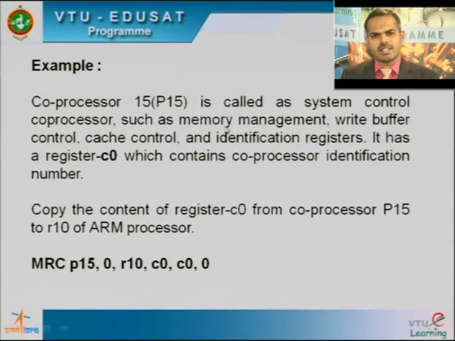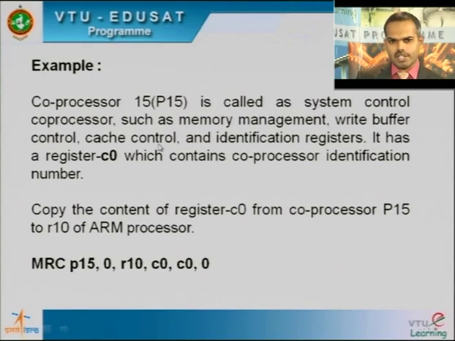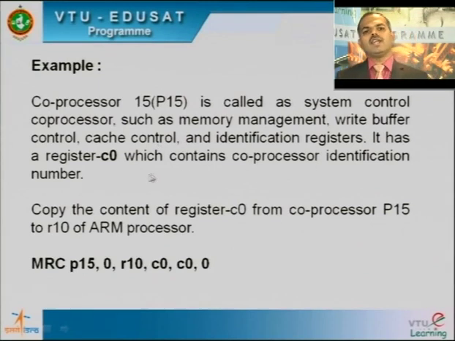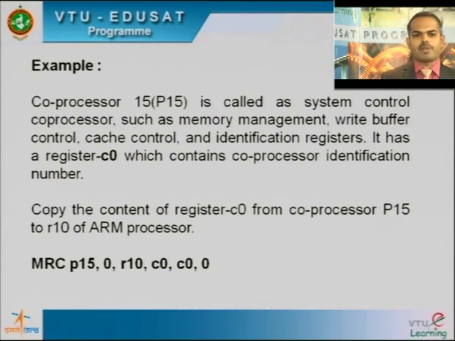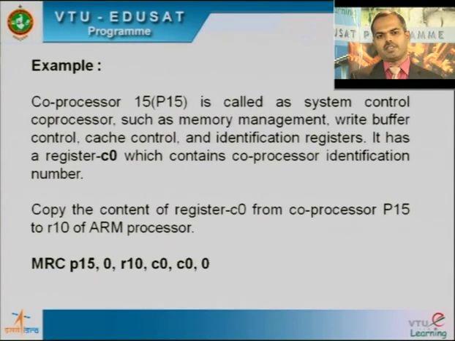System control means, in particular, memory management. In memory management, it manages write operations to the buffer, and it also controls the cache memory. It has some identification registers. In that, register C0 contains the coprocessor identification number, with which the main processor core identifies what kind of coprocessor has been attached to it.